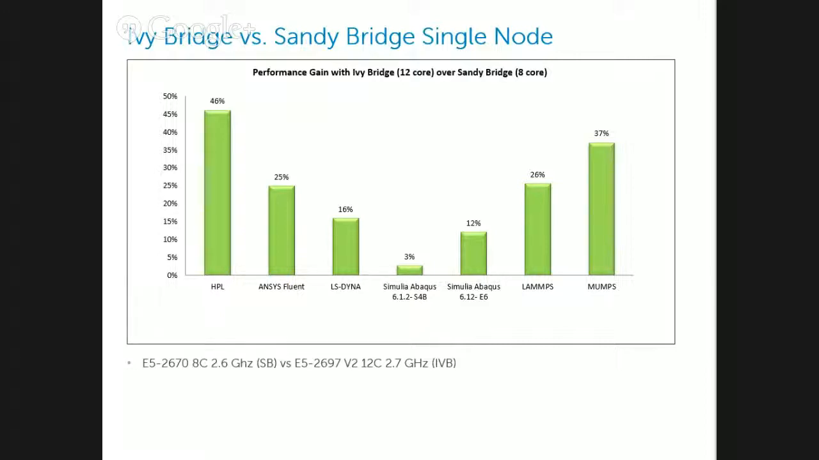Since HPL is very sensitive to clock frequency and number of cores, it can take advantage of the number of cores, so that shows the biggest improvement. But for some of the applications, that's not the case. And that's a function of some of the applications being more memory bound, so that increasing the number of cores doesn't necessarily benefit those applications. So it's really important to pick the right processor to match the type of applications that you're running.